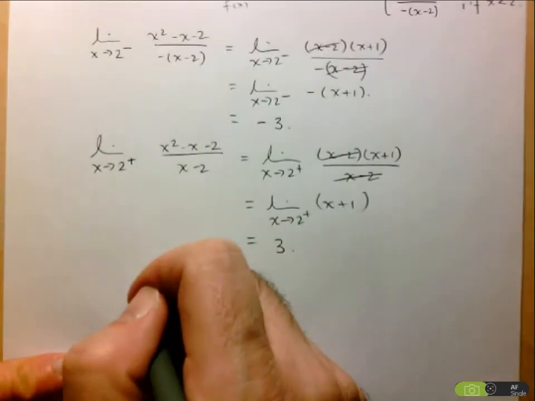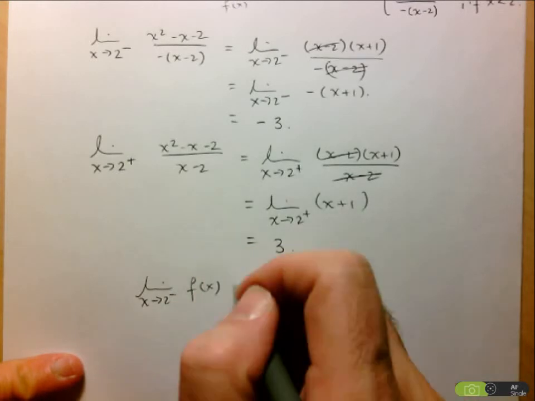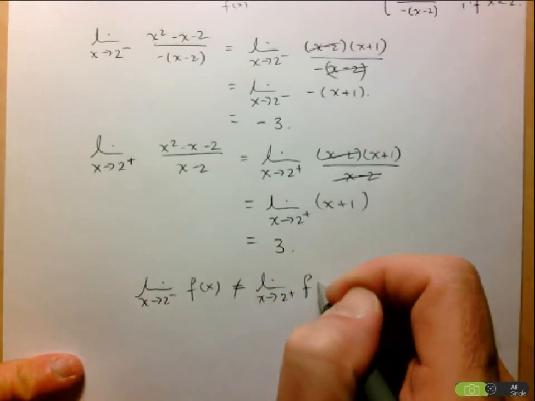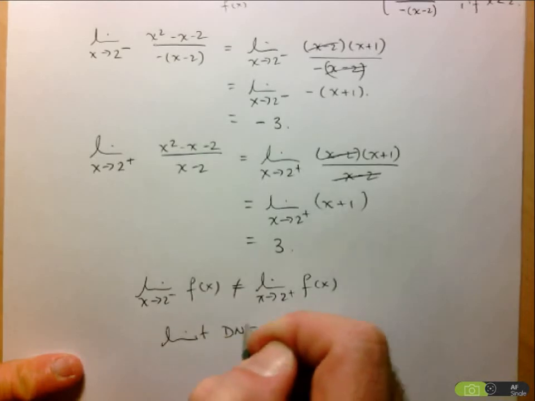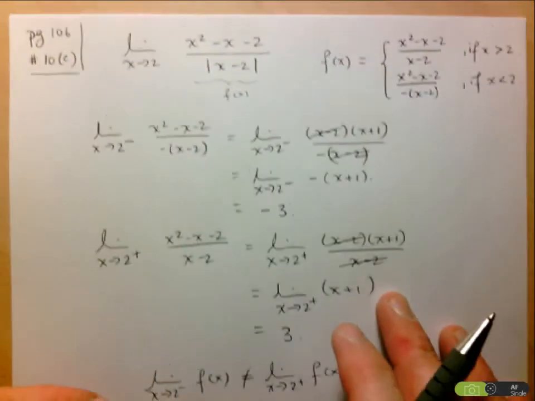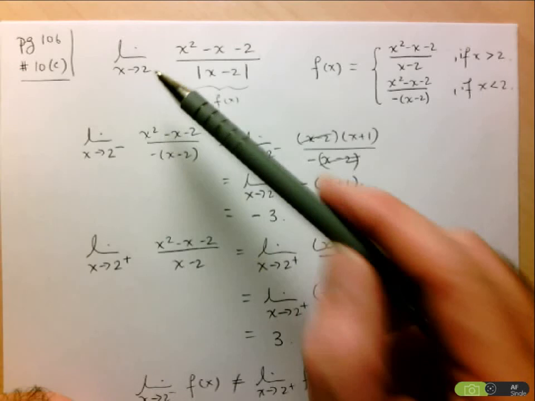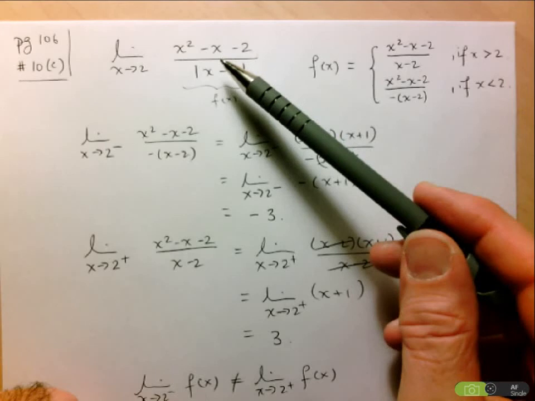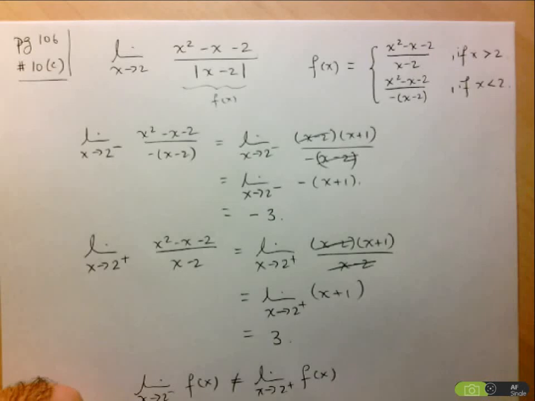But here we notice that the left-hand limit as x approaches 2 is not equal to the right-hand limit as x approaches 2. So that means the limit does not exist. Again, as I strongly urged you to do in class, anytime you're dealing with a limit that has an absolute value function in it, unless you can evaluate directly, you're going to have to rewrite the function as a piecewise function and then deal with both sides of the limit separately. Okay, that is it.